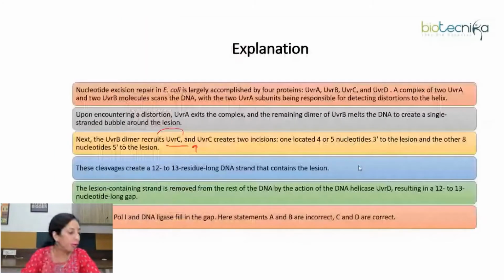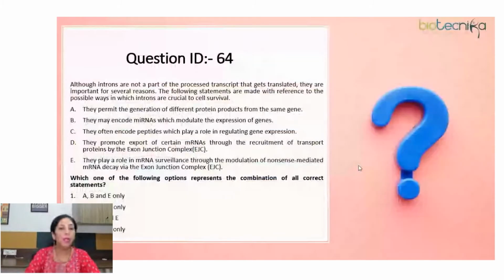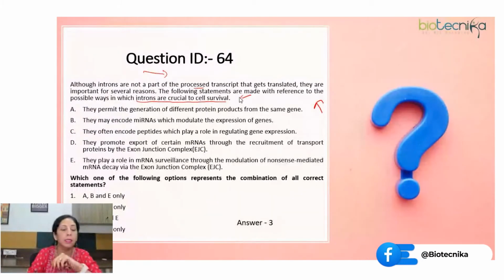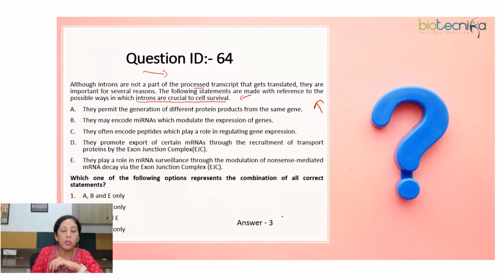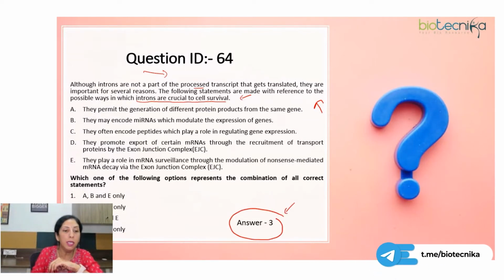Now let us move to our next question, question ID 64. This question is about the role of introns. The question says, although introns are not a part of the processed transcript that gets translated, they are important for several reasons. The following statements are made with reference to the possible ways in which introns are crucial to cell survival. So basically, you had to find out the roles of the introns among the given statements A, B, C, D, E. The correct answer was option 3, A, B, D, E.